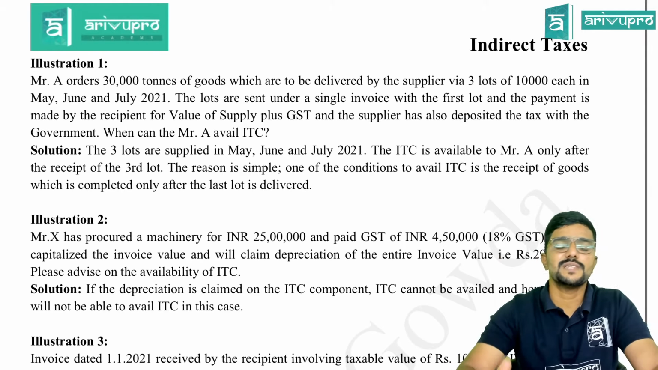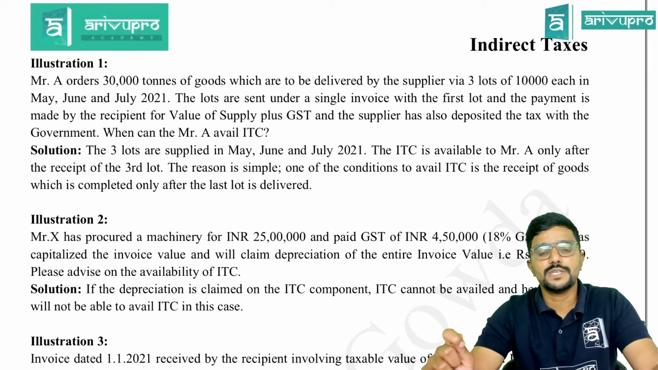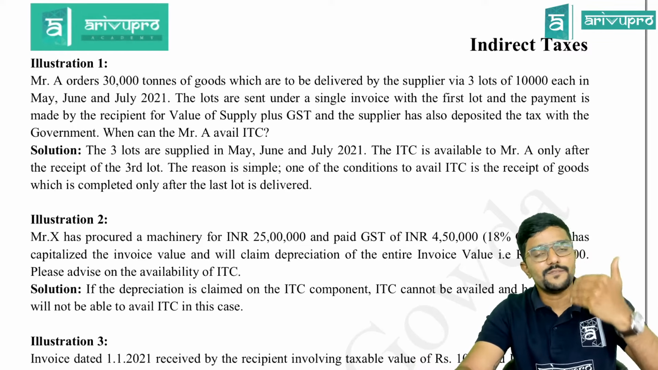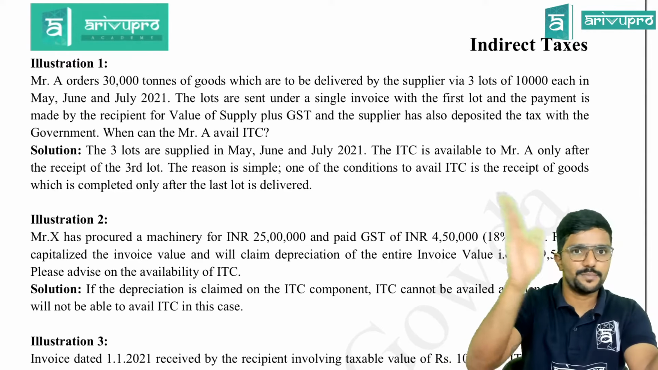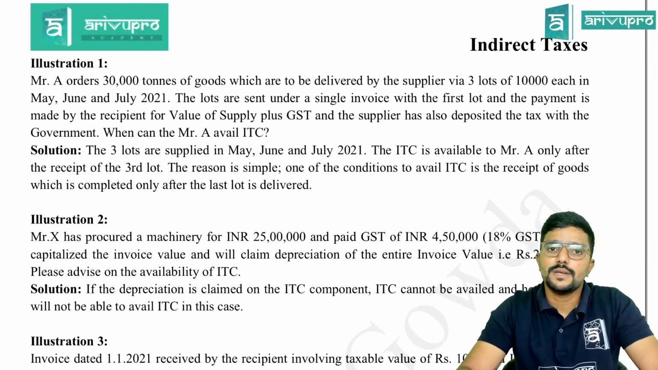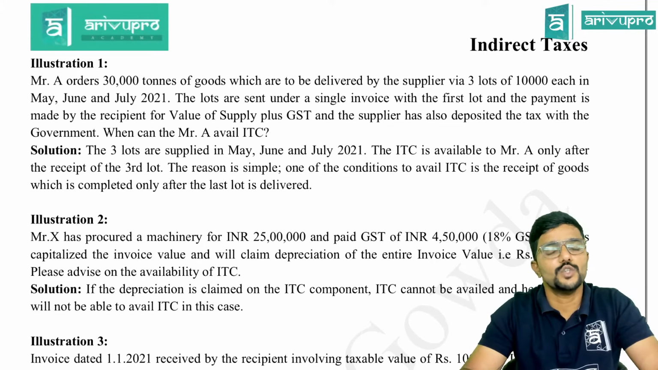So the scenario is like this. Mr. A orders 30,000 tons of goods which are delivered in 3 lots, 10,000 each, in the month of May, June, July. In the first lot itself, the supplier has sent the invoice and also the recipient has paid the tax, and supplier has also deposited the tax to the government. Can the recipient claim the credit in the month of May only? The answer is no.